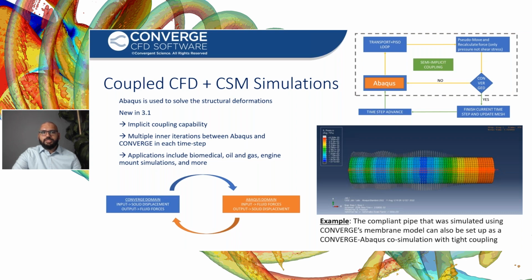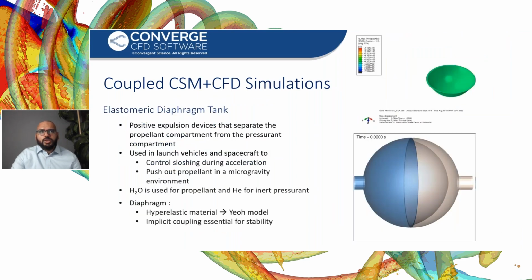And here you can see how the forces from CONVERGE show up in Abaqus as these vectors. And you can see the deformation predicted from Abaqus. So, with these kinds of coupled simulations, we get the ability to do more complex deformations. This is an example, not from the biomedical field, but it comes to us from the space domain. This is an elastomeric diaphragm tank.